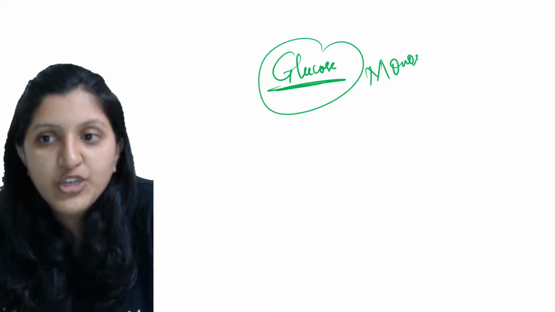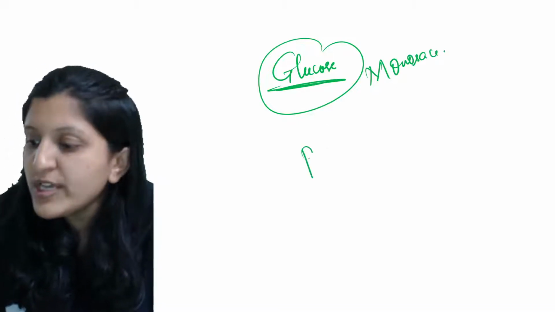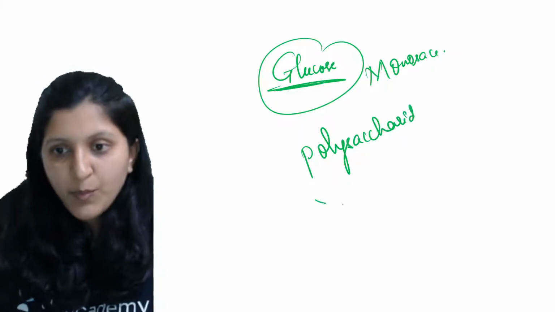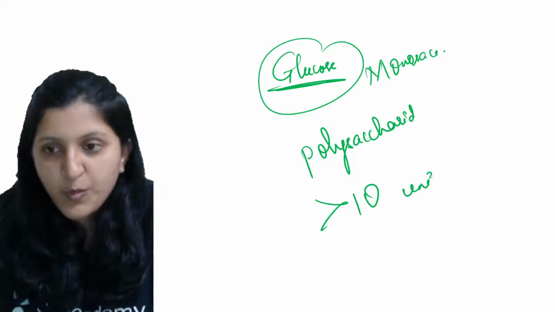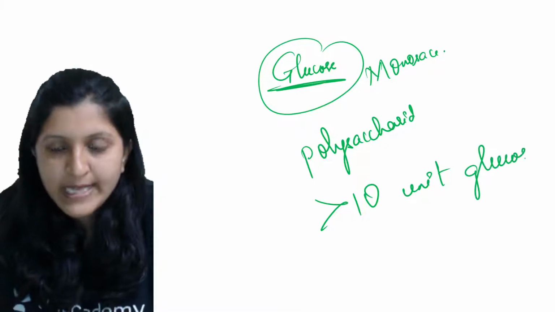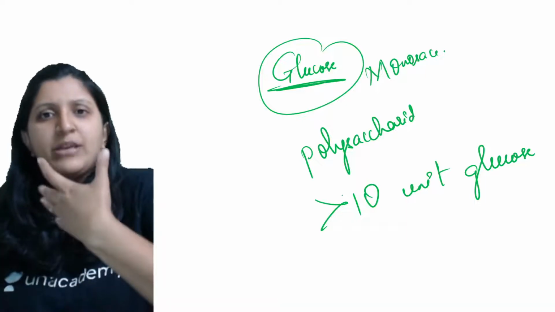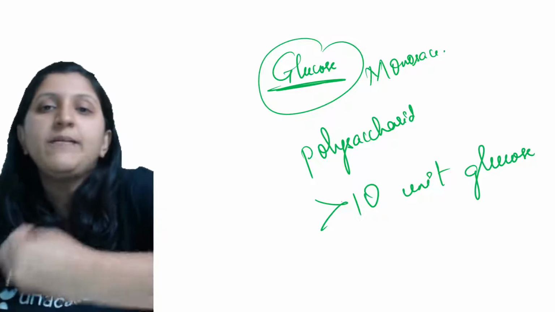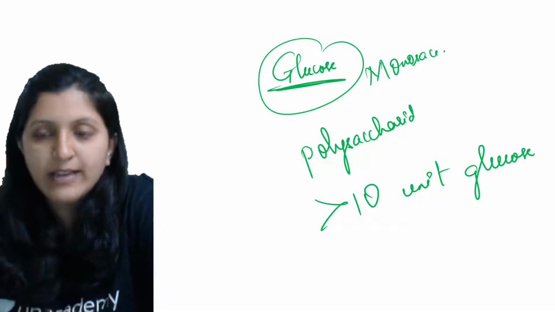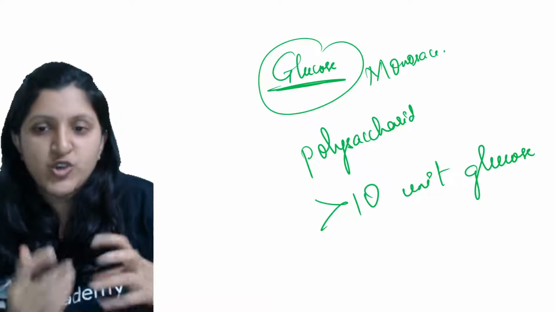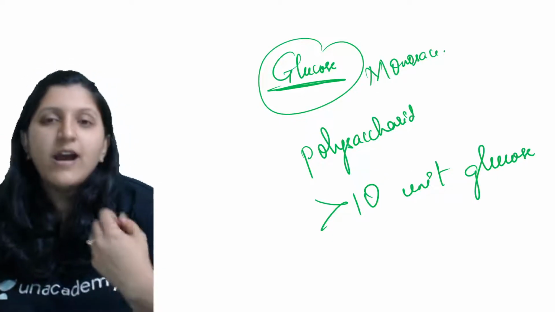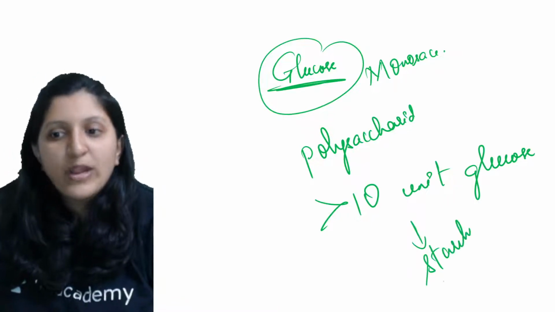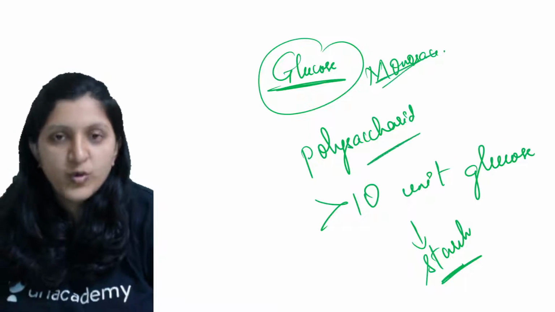But when we mention starch, starch is a polysaccharide. So what exactly is a polysaccharide? It is where you can find more than 10 units of glucose. It can be 12, 13, 20, or 28. This will vary, but during polymerization all the glucose units are being joined. So more than 10 units of glucose are joined to form starch. So starch is a polysaccharide, glucose is a monosaccharide.